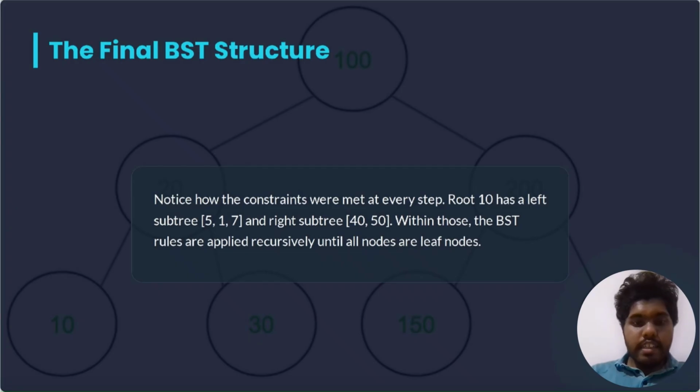And here is our final result. Take a look at the tree. Every single node follows the binary search tree property. Left is smaller, right is larger. We successfully reconstructed the hierarchy from a flat list in a single pass.